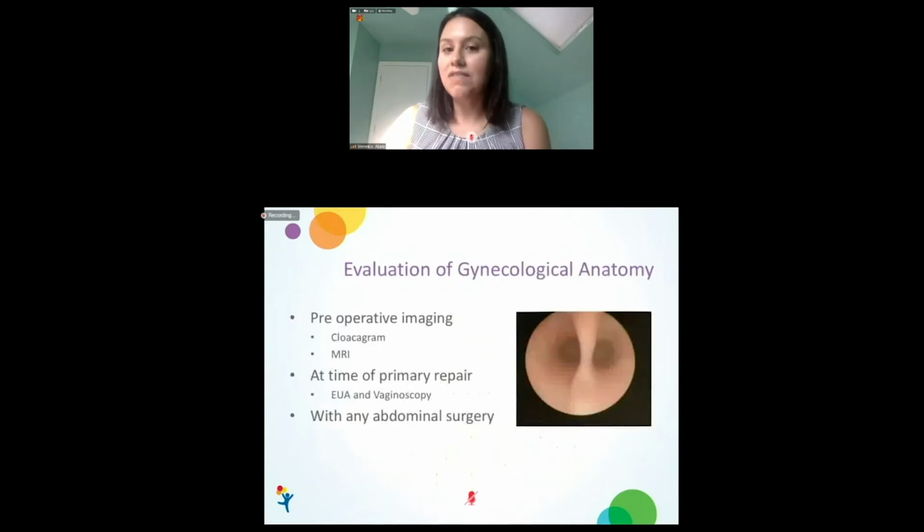It's really important to evaluate the gynecologic anatomy, and we can do this at various times before a definitive reconstructive surgery with preoperative imaging like the cloacogram or an MRI, at the time of primary repair with an exam under anesthesia or a vaginoscopy, which is placing a small camera inside the vagina to visualize the vagina and then cervix or cervices. And then with any abdominal surgery where an open incision is needed, we can take that opportunity to evaluate the reproductive structures internally. So evaluating for the presence of a uterus or two uteri, the fallopian tubes, and the ovaries.